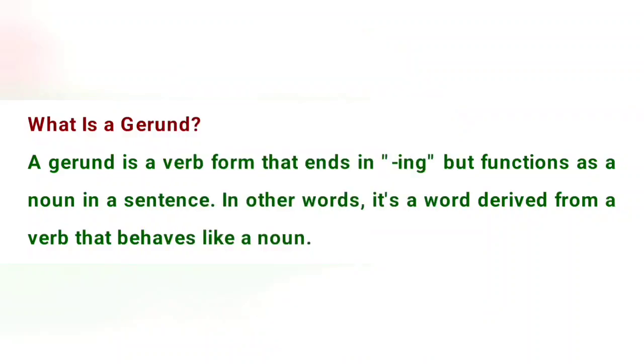What is a gerund? A gerund is a verb form that ends in ing but functions as a noun in a sentence. In other words, it's a word derived from a verb that behaves like a noun.